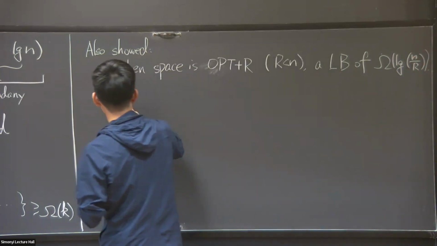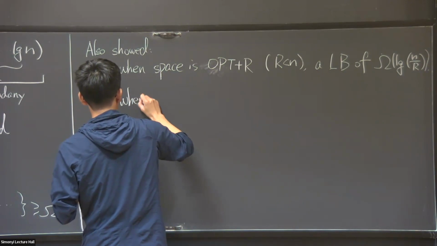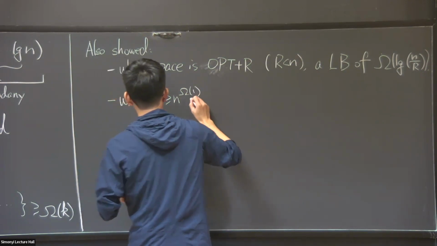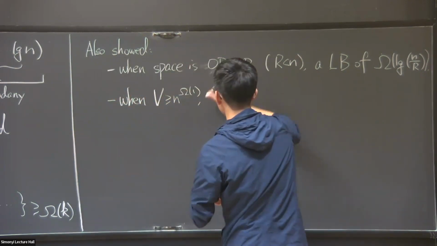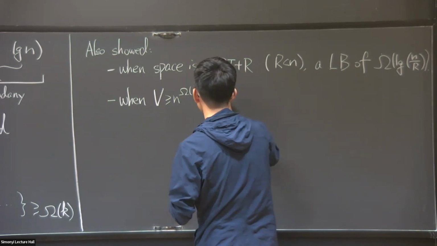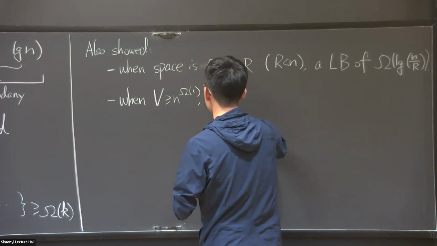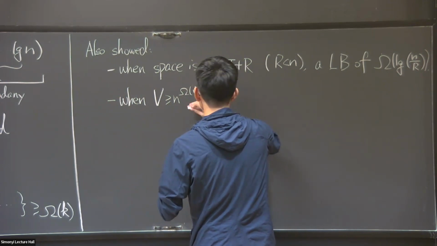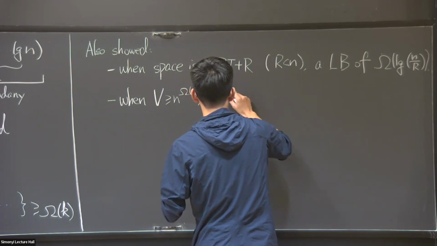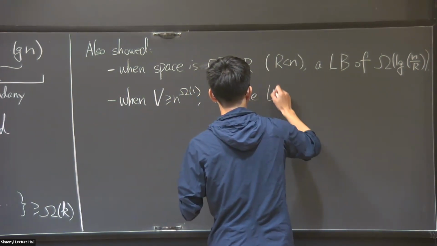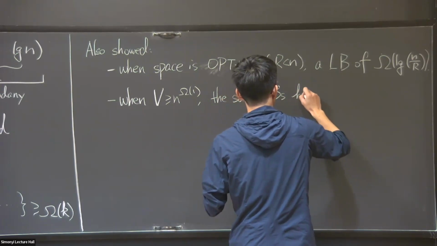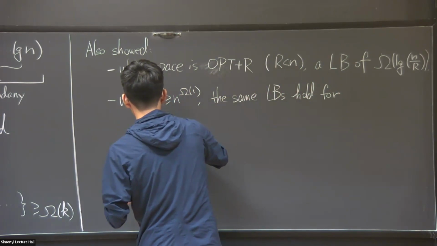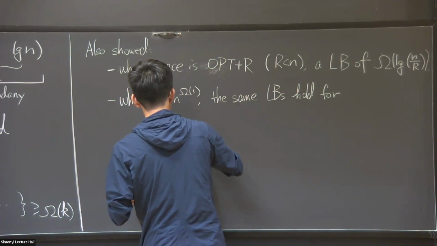And we also showed that when the value space is also polynomial, then the same lower bounds, both that one and this one, hold just on the update time. So we allow the query time to be arbitrarily large. The same lower bounds hold just on the update time, that is, the max of the insertion time and deletion time.